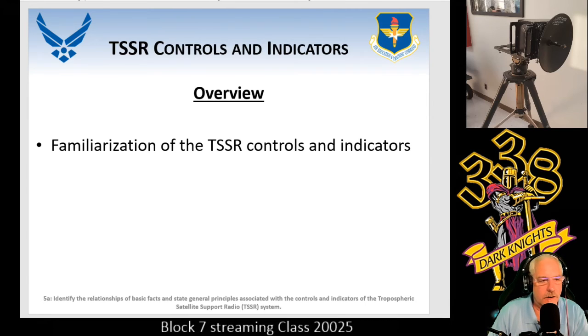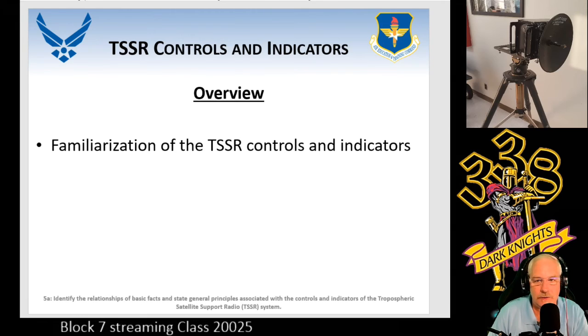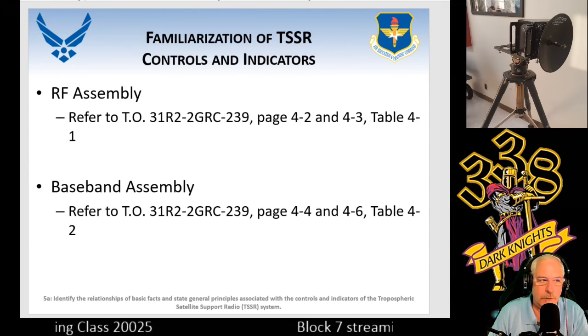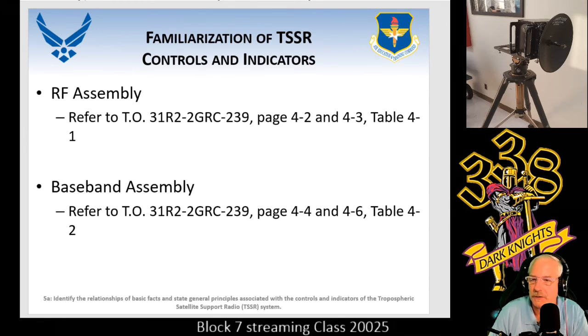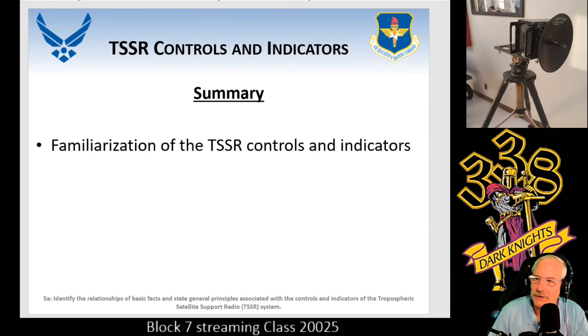I'm still trying to find out how long this meeting is going to be, whether or not I'm going to be crunched for time. So it may be later in the afternoon instead of earlier because I have another class to teach. So the overview is familiarization of the TISR controls and indicators. There is a lot on the front panel that you're going to be playing with. As you know, we went over page 4-2 and 4-3, table 4-1, as well as 4-2 for the RF assembly and baseband assembly. Any questions?